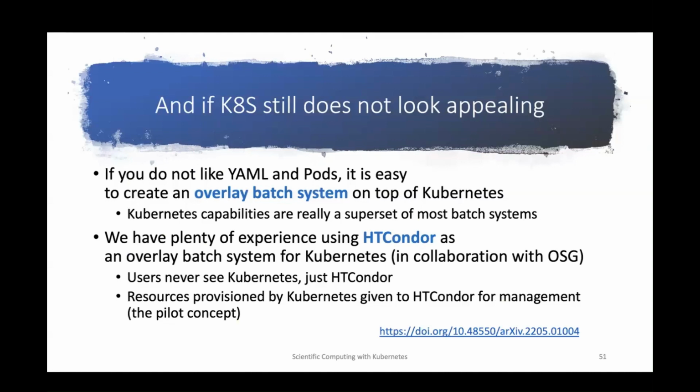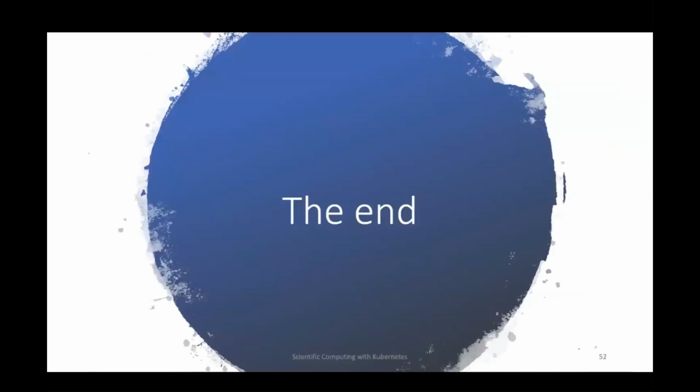But if I haven't sold you on direct Kubernetes access by itself, I would like to point out that Kubernetes resources can be easily used through an overlay system. For example, we have done this in OSG through HTCondor. So somebody can create an HTCondor overlay system on top of Kubernetes resources, and users only see HTCondor and never see Kubernetes and are none the wiser of it. Of course, you lose some of the flexibility of pure Kubernetes, but if all you do is batch computing, that works as well. And that's all I have.